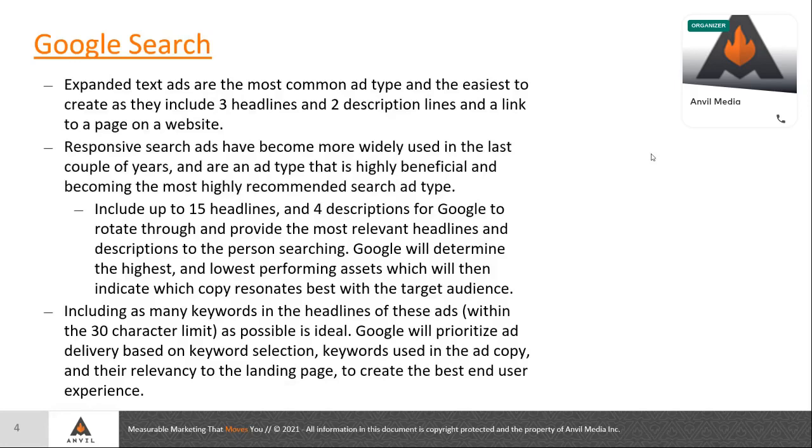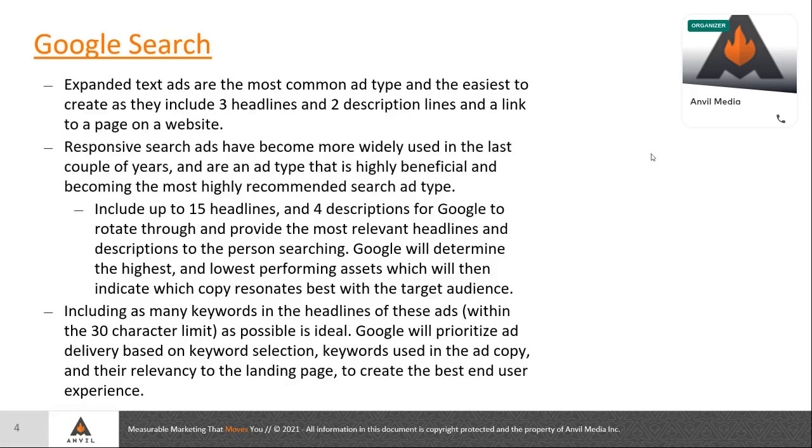Responsive search ads have become more widely used in the last couple of years and are an ad type that is highly beneficial and becoming the most highly recommended search ad type. They include up to 15 headlines and 4 descriptions for Google to rotate through and provide the most relevant headlines and descriptions to the person searching.